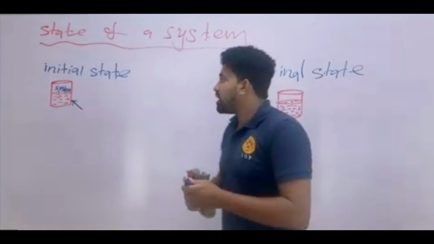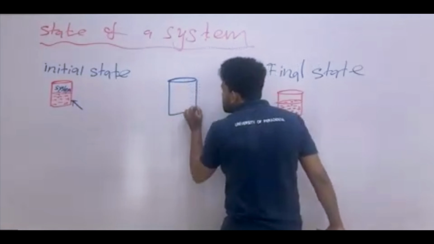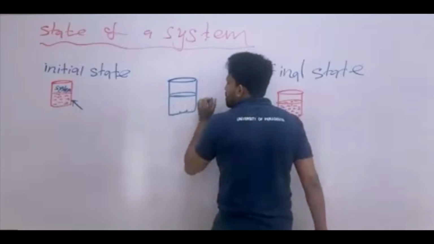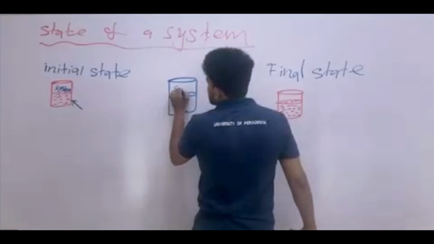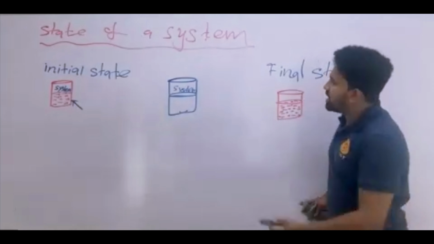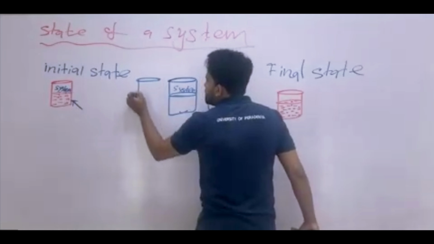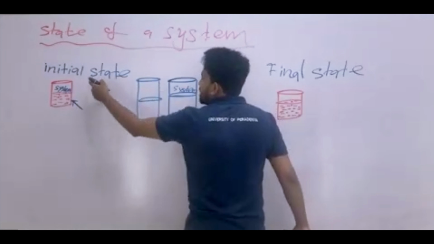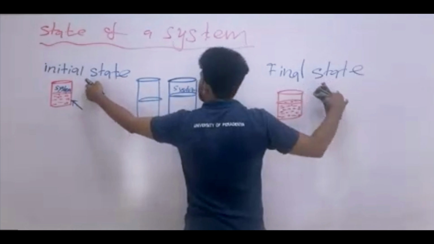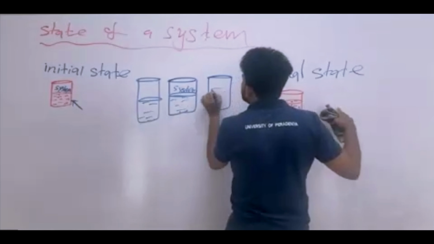And then there can be intermediate states also. There can be some intermediate states. If you need, you can write them down. So these are the system, and these are some kind of intermediate interactions. There can be many intermediate states, other than the initial and the final state.